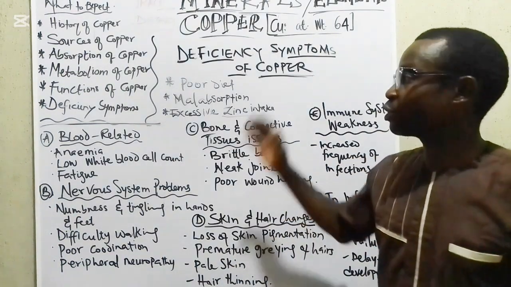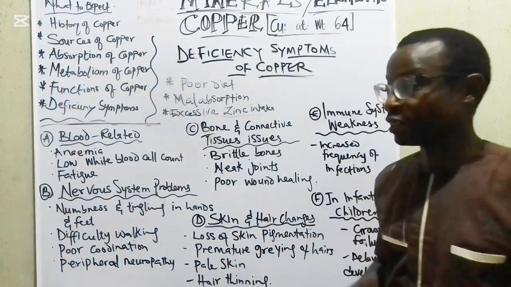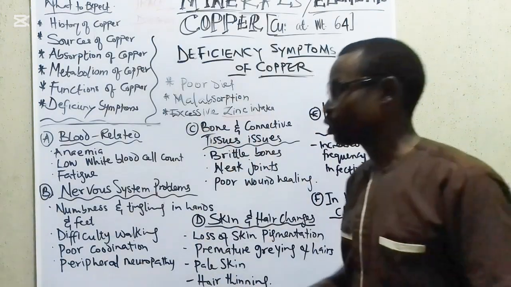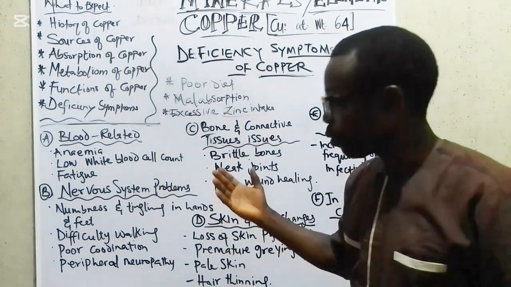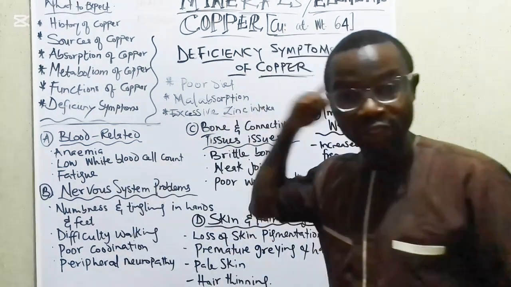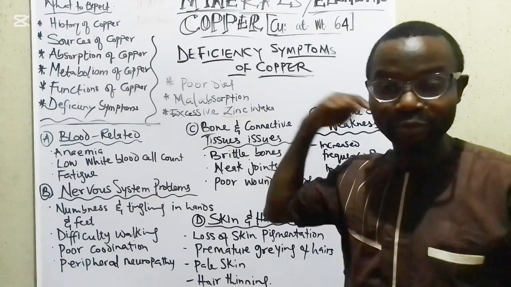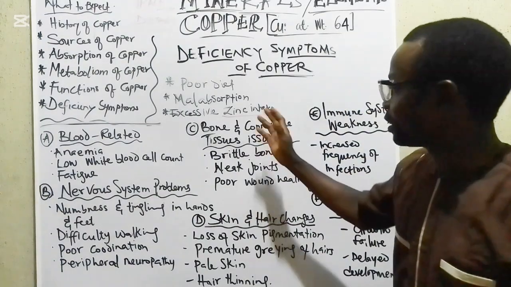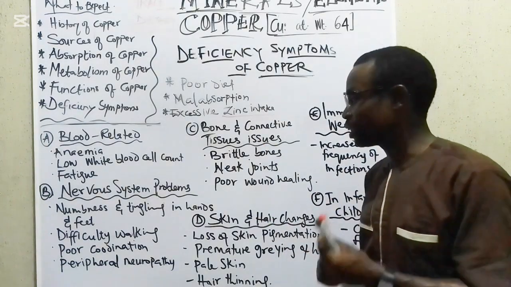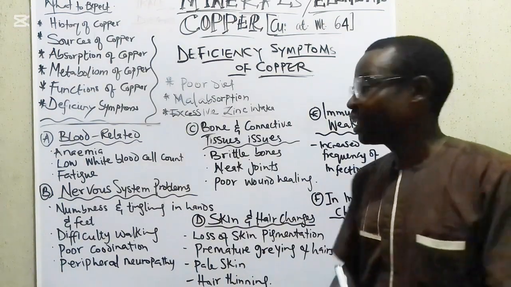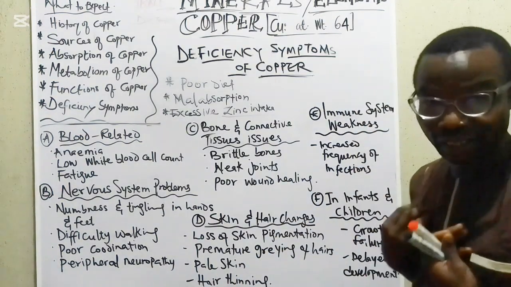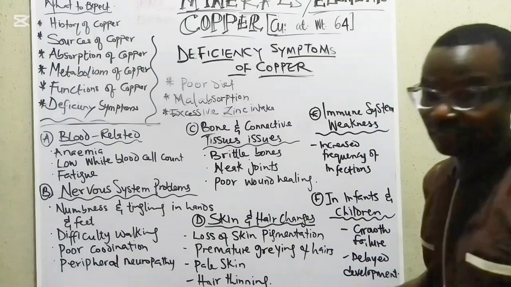So we'll go straight into the deficiency symptoms. They are categorized into that which has to do with the blood or the nervous system, in which case the brain and the spinal cord and the others; that which has to do with the bones of the body and the connective tissues; that which has to do with the skin and the hair; and that which has to do with the immune system and infants and children.